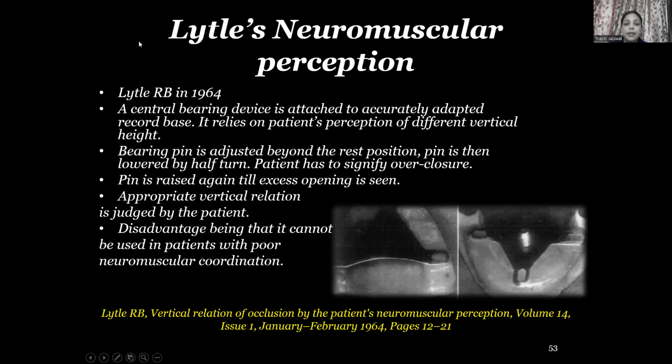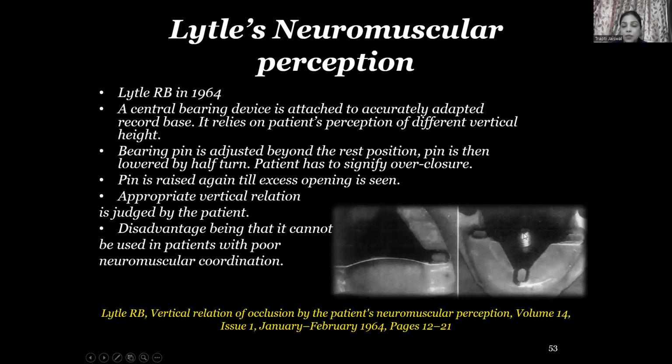See, this central bearing device is attached to the patient's accurately adapted record base, and this bearing pin is adjusted beyond the rest position. Now the bearing pin is lowered by half a turn, and the patient has to signify the overclosure. The pin is adjusted again until excess opening is seen.